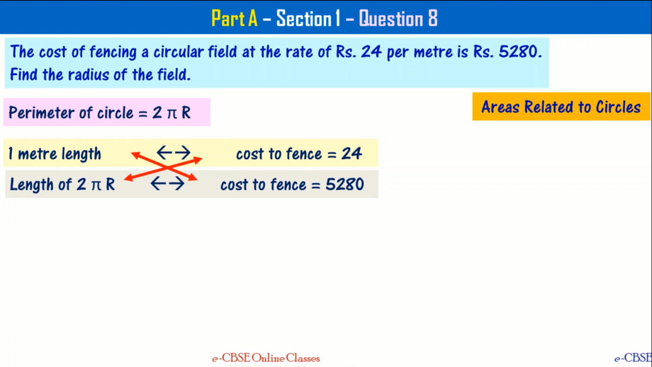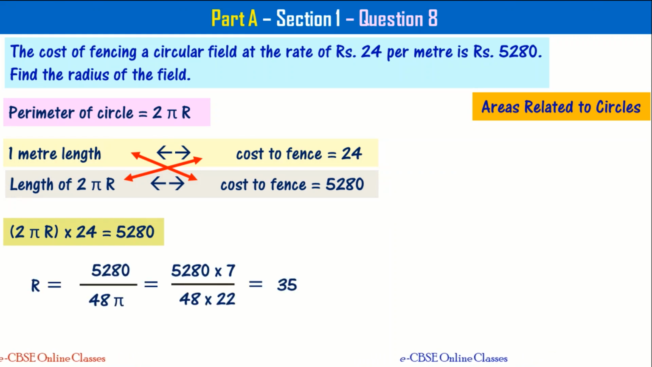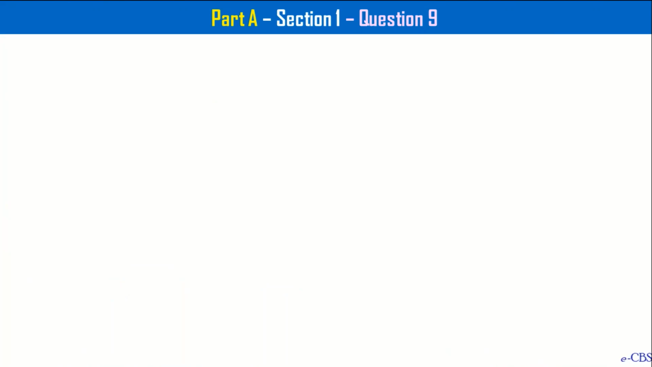So let's cross multiply it such that you get 2 pi r times 24 equal to 5,280, and simplify it to get r equal to 35. It means that the radius of the field is 35 meters. Please take a note of this. Let's take a look at question number 9.